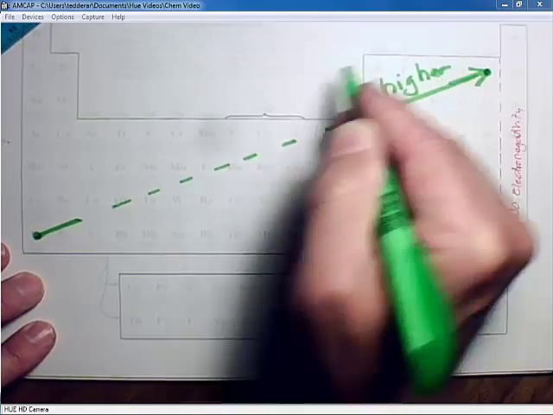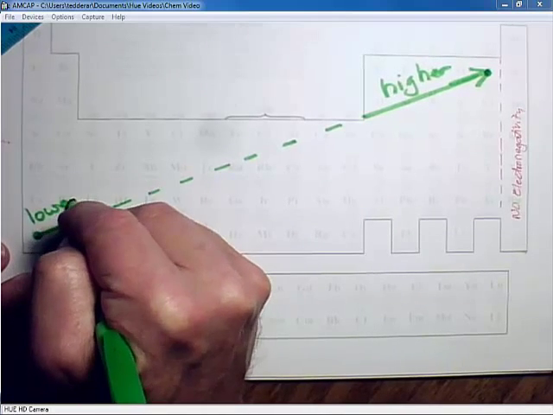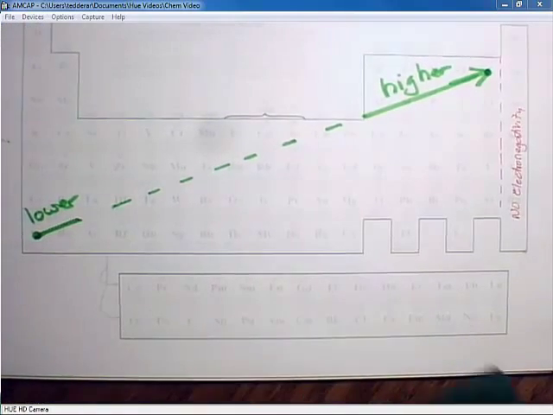So it's higher over here and lower over here. All right? Electronegativity.